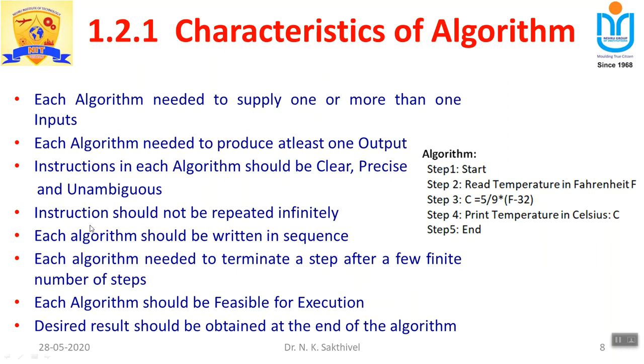And the next one is that instructions should not be repeated indefinitely. For example, the number of lines may be 100, maybe 1000, maybe 1 lakh lines, that is not an issue, but the number of lines should be finite. Because if there is no limit, the program will execute continuously and create a problem. That's the reason why instructions should not be repeated indefinitely.